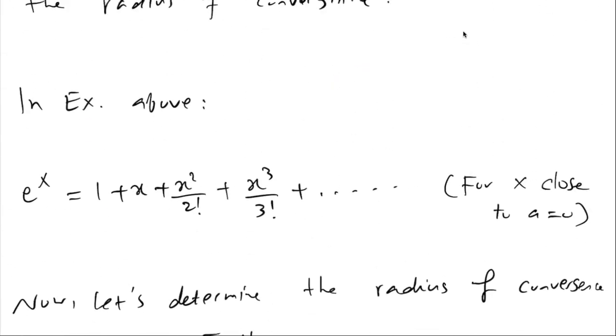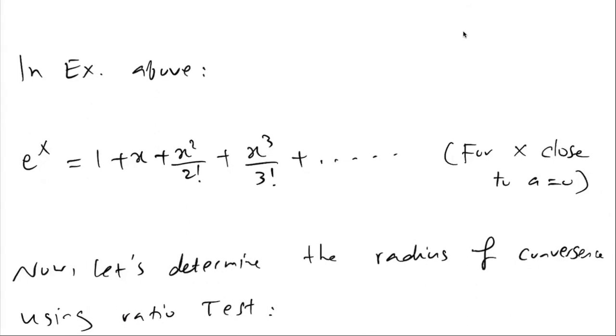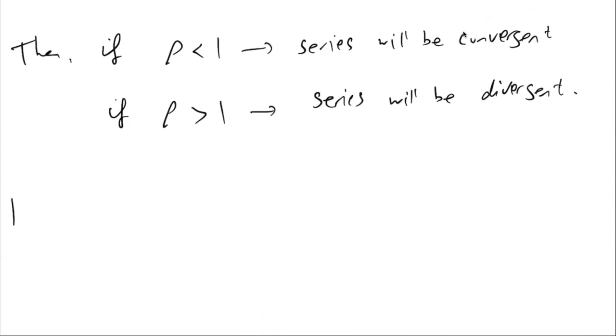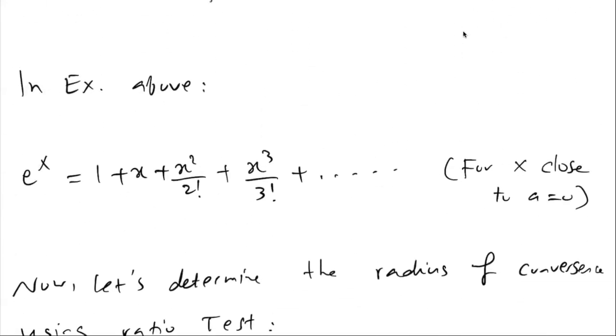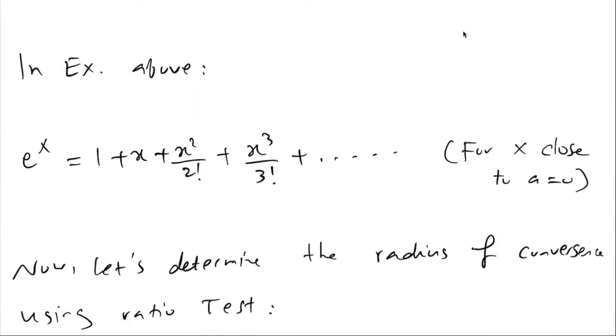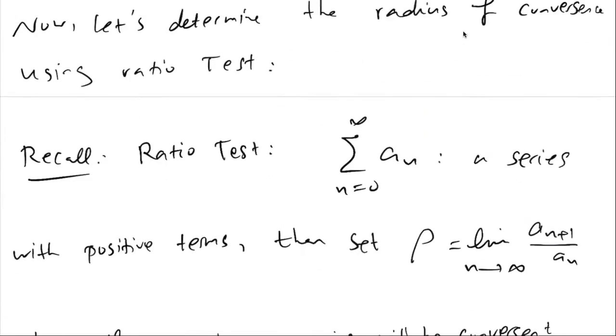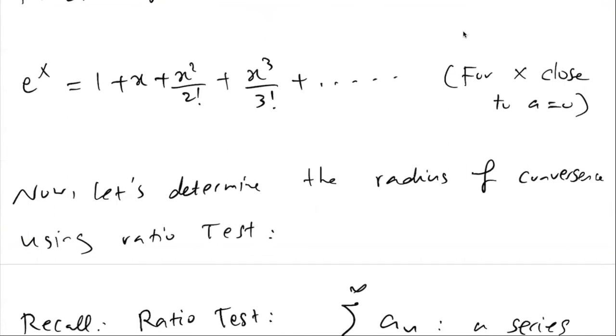So here my terms are, look at the terms, 1 plus x plus x squared over 2 factorial and so on. So here, what is my a_n? Here we have sigma x to the power n over n factorial, from 0 to infinity. If I want to write the series on the right hand side using sigma notation, I can write it as sigma x to the power n over n factorial, from 0 to infinity. So the first term will be x to the power 0 over 0 factorial, which will be 1. Next term will be x to the power 1 over 1 factorial, which will be x, and so on.